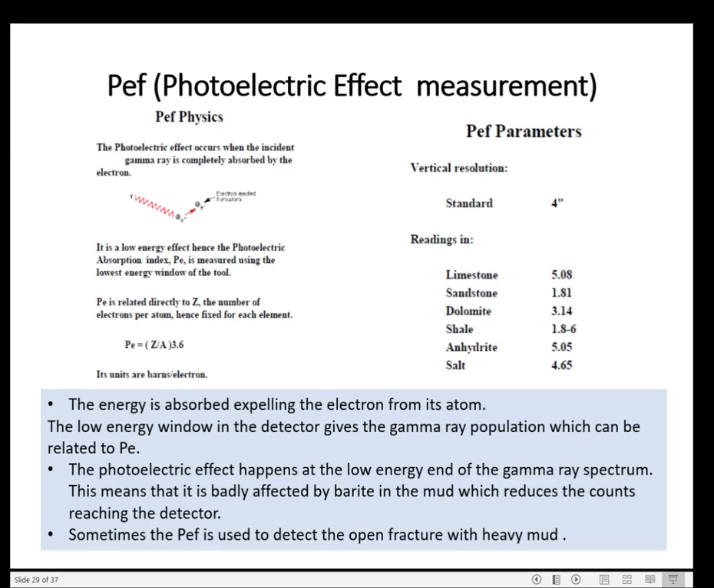or to estimate fractures. Because if you have a very good hole and a very abrupt change in the PEF, it can be an indication of a fracture, especially if you have heavy weight mud. Very important point you have to keep in mind.